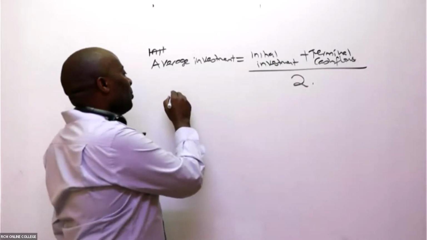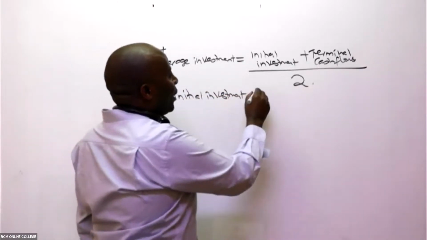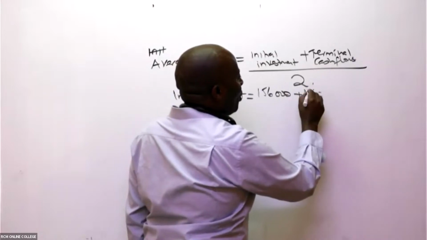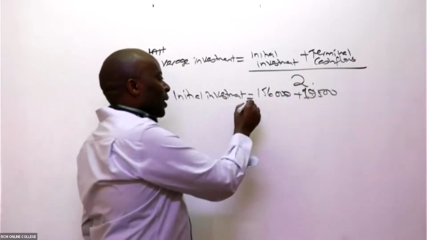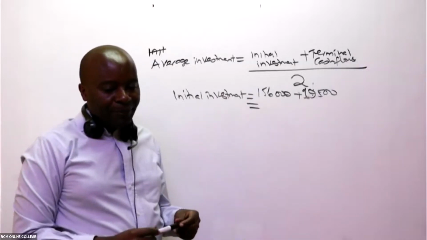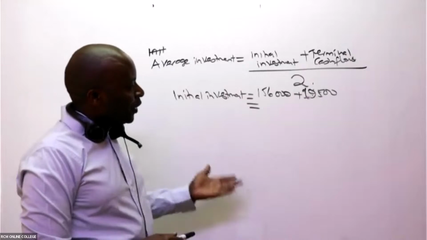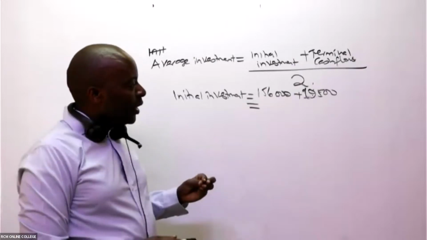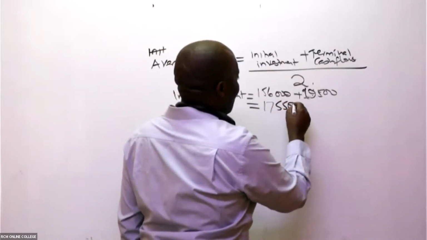So then our initial investment, please listen, will be that 156,000 plus the working capital of 19,500. Can somebody give me this figure? 156,000 plus 19,500. Remember, 19,500 is our working capital, which was invested at the very beginning. So they're giving me 175,500.